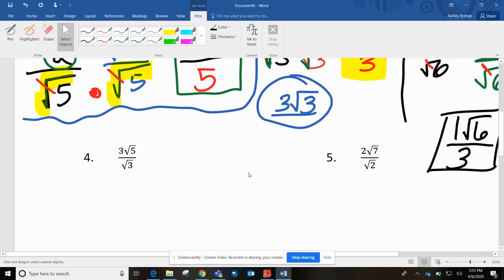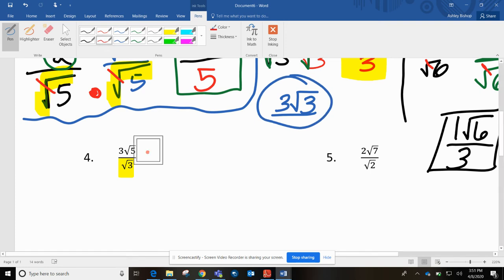Number 4 and 5 are a little different, but we're still going to start the problems exactly the same. So I have 3 times the square root of 5 divided by the square root of 3. So we still start these problems exactly the same. Let's notice the issue. The issue is the square root of 3 is in the bottom, and we need to get that out of the denominator.